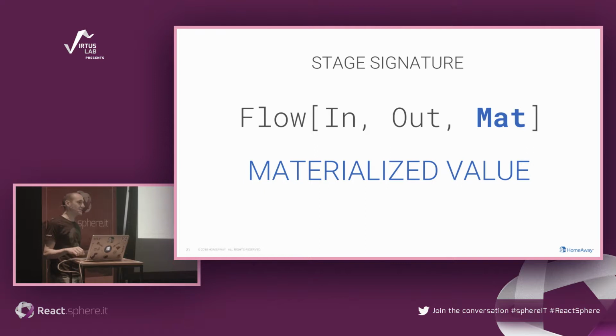Now, there's also the possibility that you don't need any interaction at this point, and for this purpose, Akka provides an object which is called NotUsed, which you can use in your type signature to signal the fact that the materialized value here can be safely discarded.